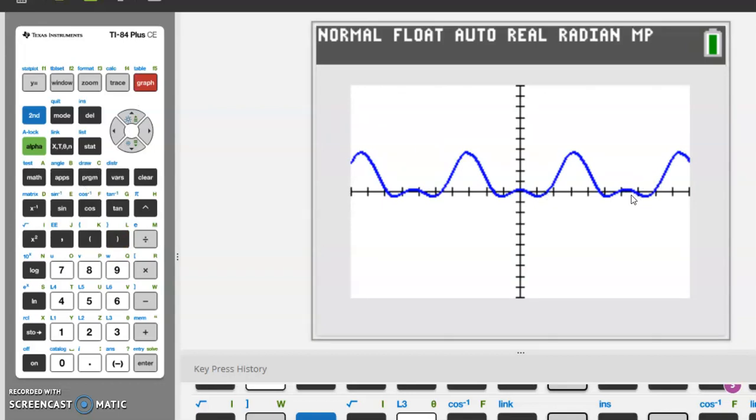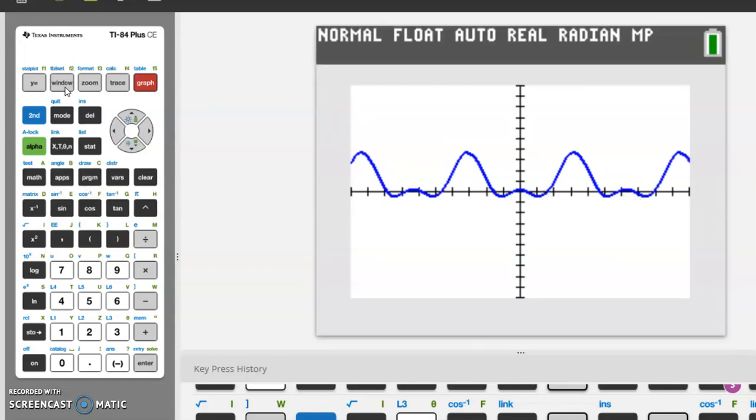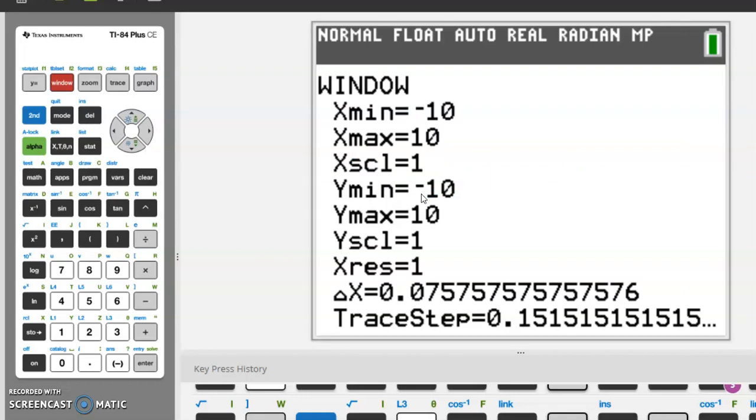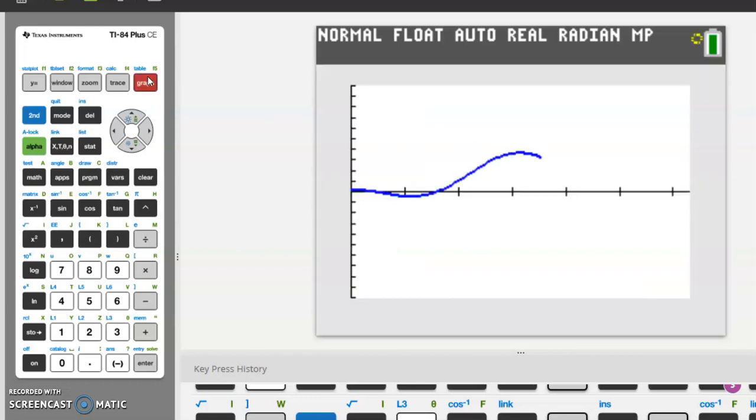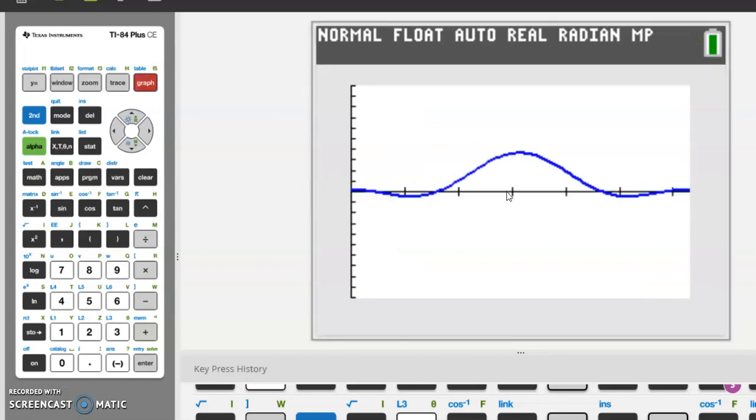Now, I'm not sure what my window is here, so I'm going to go to window, and for the x scale, I am going to put 0 to 2 pi, which is about 6.28. I'm going to go ahead and put 6.3 just to make sure I can see all the way out. 2 pi would be 6.28. And then I'm going to graph it again. Now I can see exactly the things that I need. So I'm going to take a screenshot of this and go back to the other window.